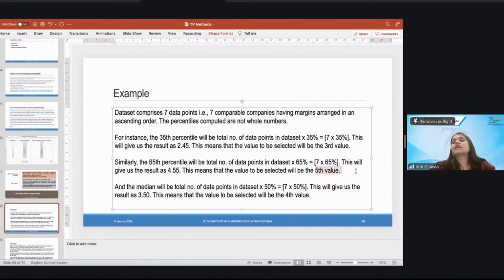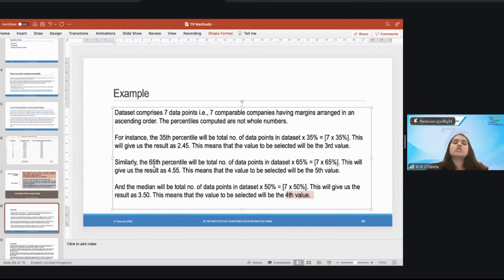That basically means the margin which is appearing on the fifth number will be the margin. And what will be the median? The median will be 50%. So 7 into 50% will give you 3.50. That basically means the fourth value will be selected. Just give me some time, I will explain why the median is actually required.